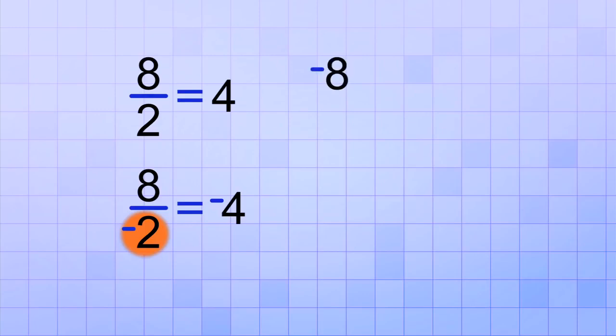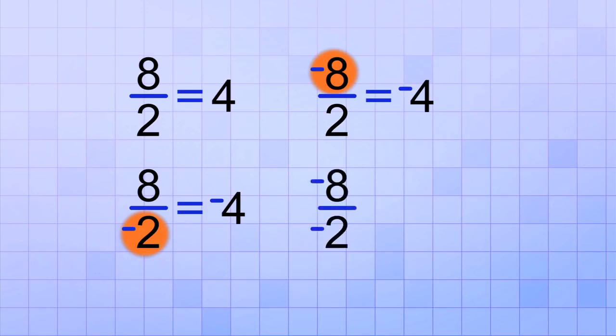Likewise, if you have negative 8 divided by 2, then there's still just one negative, so the answer will also be negative 4. But if both of the numbers you're dividing are negative, negative 8 divided by negative 2, then there's two negatives in the division problem, so the answer will be positive 4.